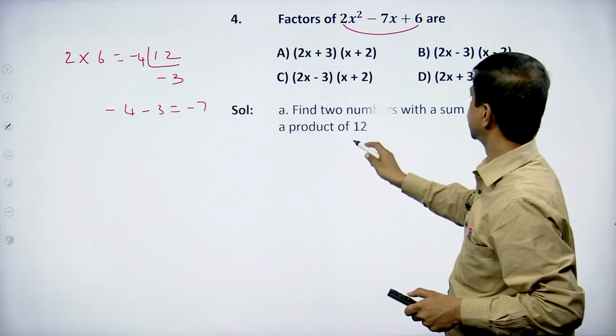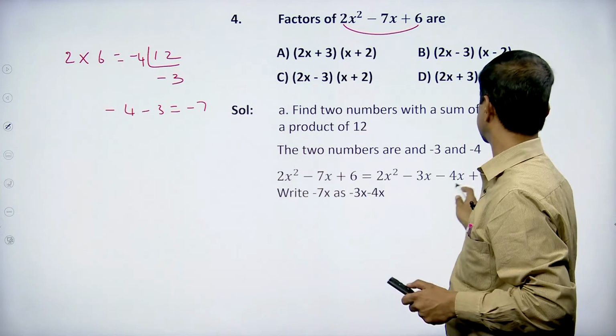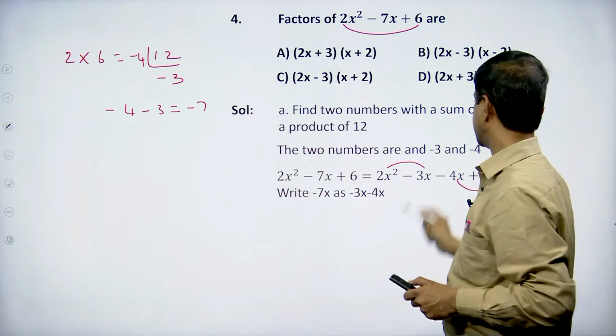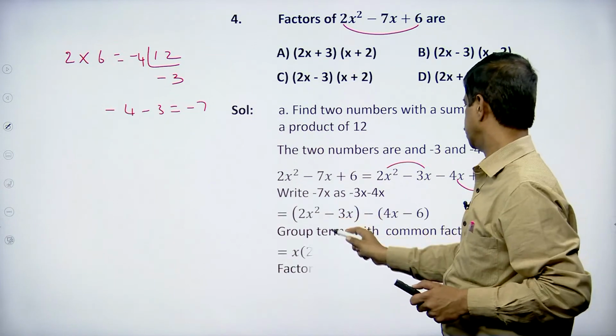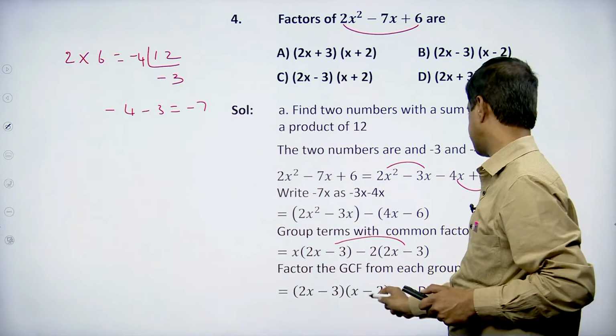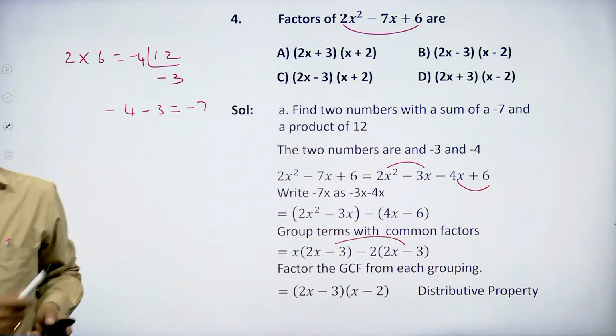So, break this as 2x square minus 4x minus 3x plus 6. Take x common between these two, minus 2 common between these two. You will be getting this. Take (2x minus 3) common between these two, you will get (x minus 2) into (2x minus 3). This is the way we break it into factors. Please note it fast.